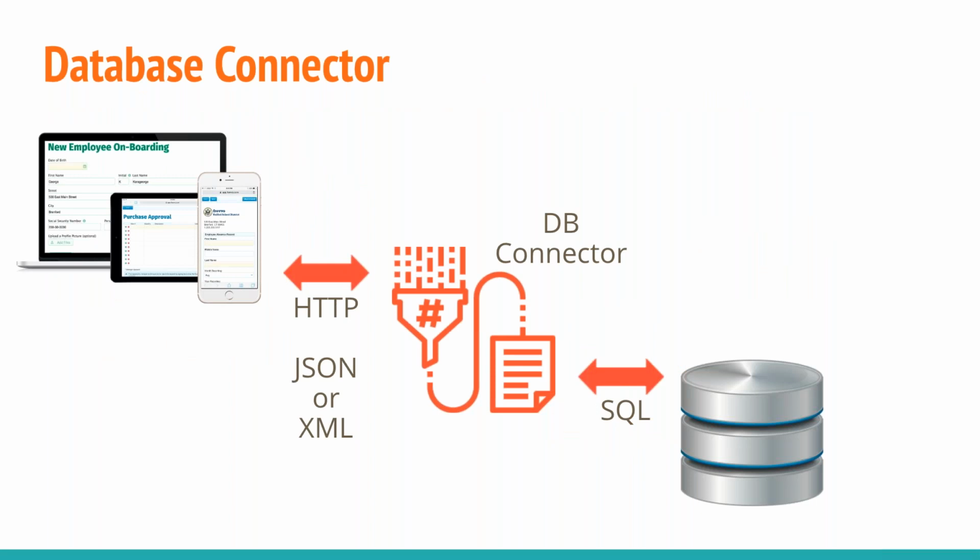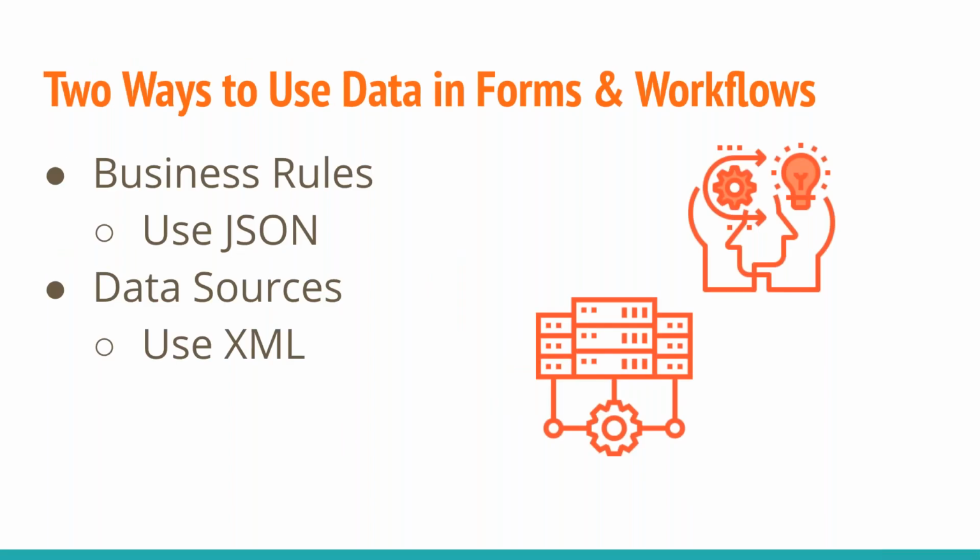now that you've got an idea of how the data flows from a SQL result set through the DB connector through HTTP in either JSON or XML formats, let's take a look at how to use the data in your actual forms and workflows. And there are 2 main ways to do that: business rules and data sources. We're going to look at at least one example of each.